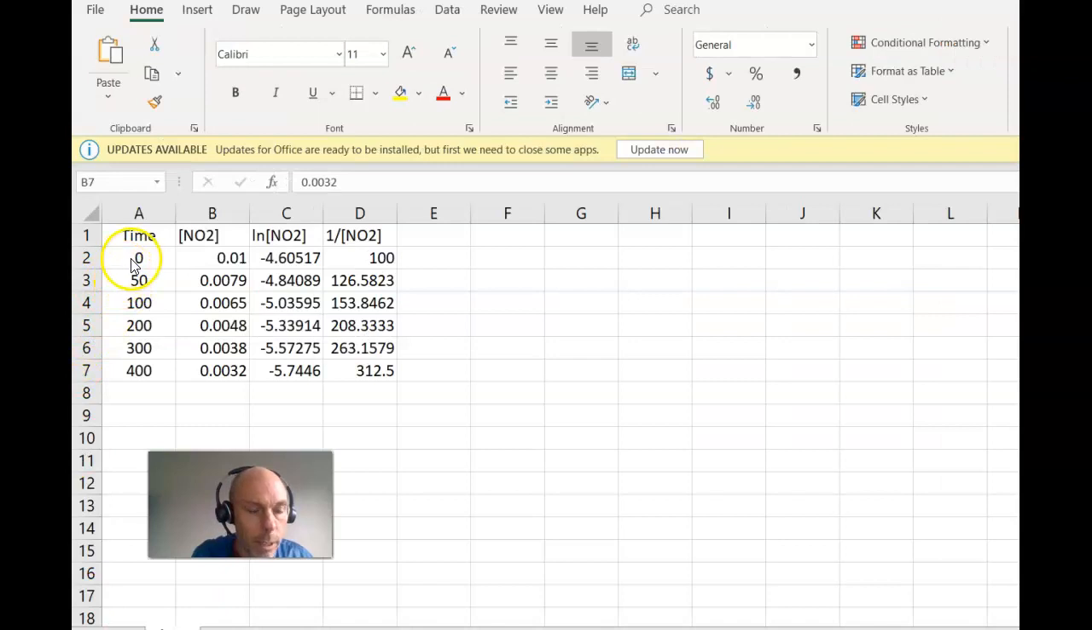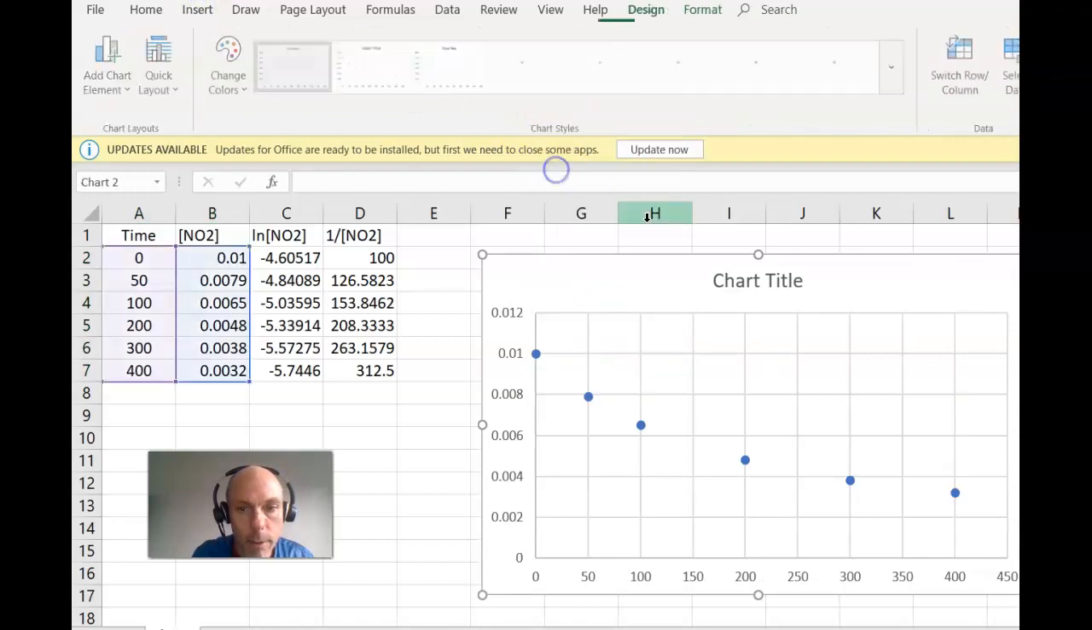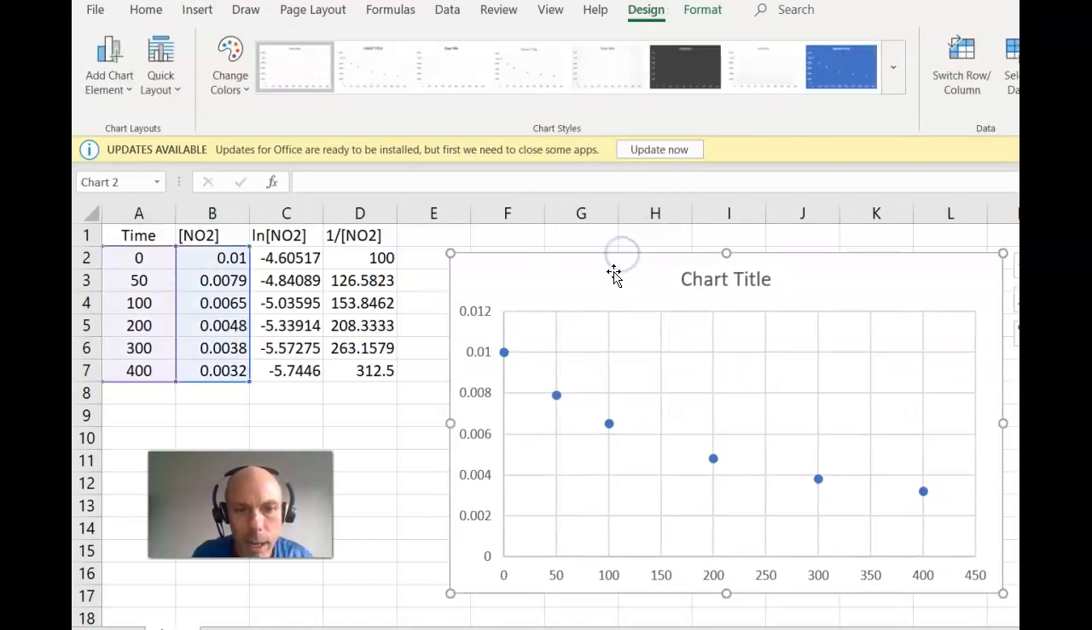Remember, when we're graphing in Excel, we want to highlight the columns we want Excel to graph, making sure our X values are to the left of the Y values. So I've done that. Insert, scatter, and I want to have Excel draw a line for me. And there it is. Looking at it, we can see it's nonlinear.